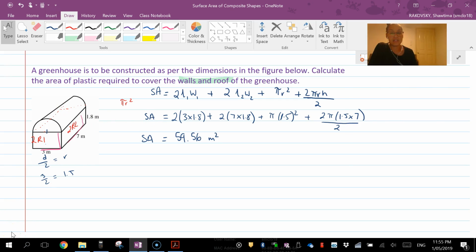statement. One of the assumptions here is that there's no seam allowance or wastage material, and we'll talk about those a bit later on in another video. So assuming that the pieces are exactly perfect, this is how much greenhouse plastic you need, which is 59.56 meters squared.